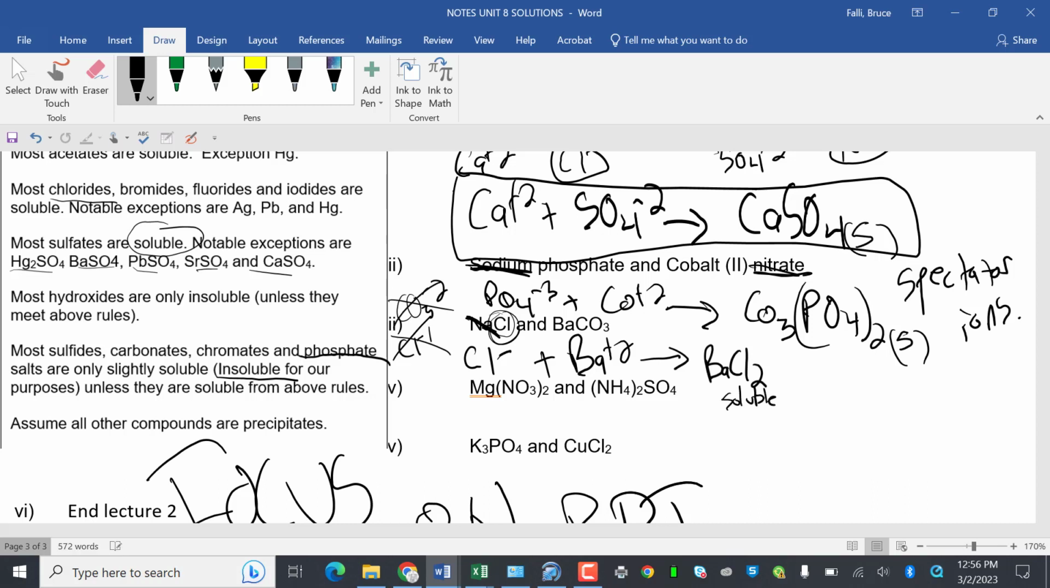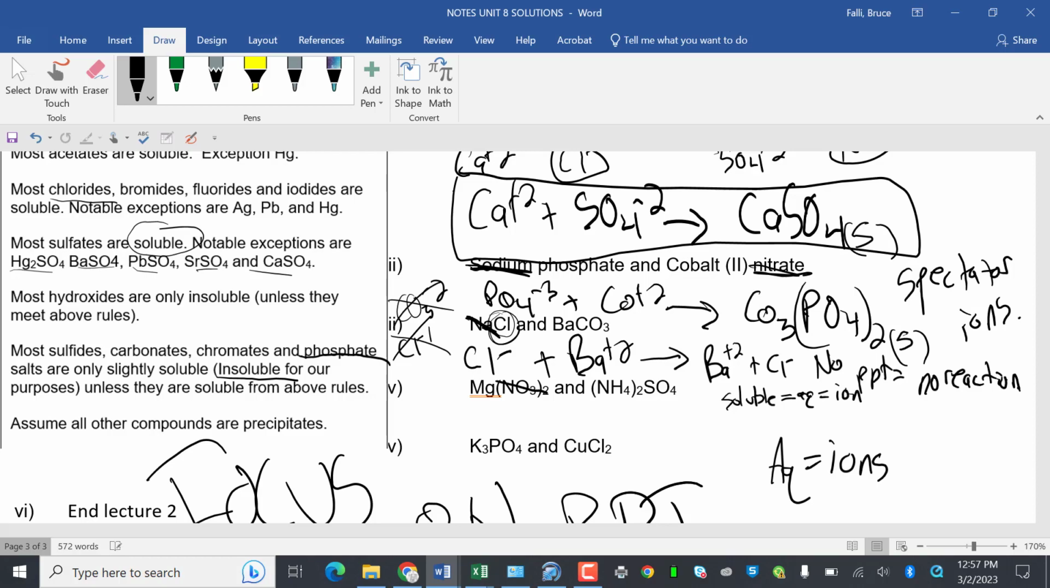Soluble means aqueous, which means ions, which means I don't write this together. I write it as Ba plus 2 plus Cl minus. So no precipitate. No precipitate means no reaction. And remember, I guess I should say it again. Aqueous means ions, not silver. Aqueous means ions. Okay.